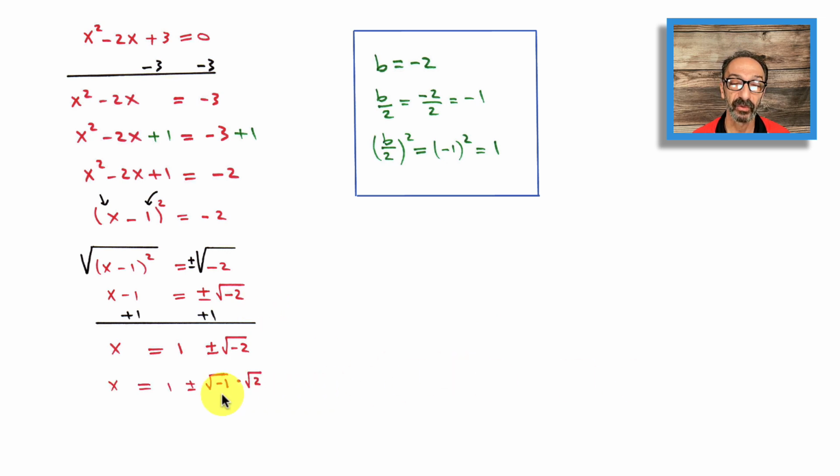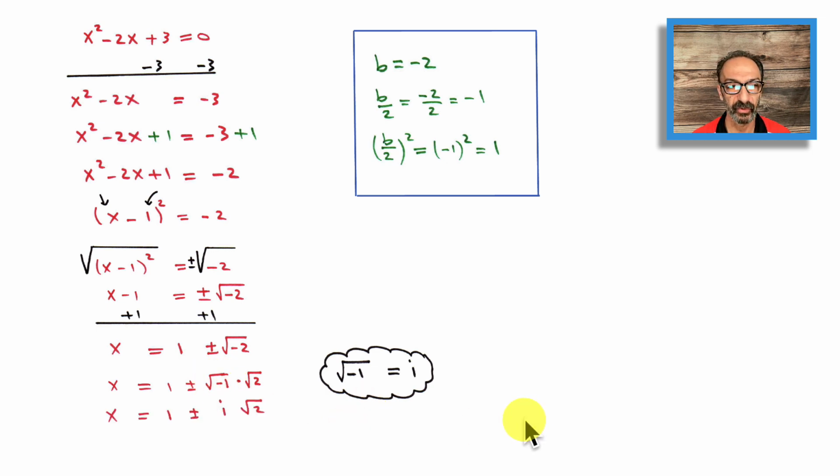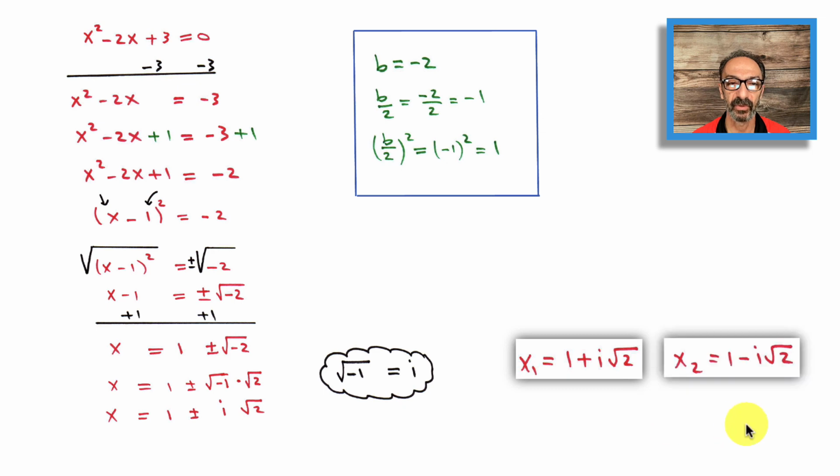Now, what is square root of negative 1? It's an imaginary number. There's no such thing as a number you multiply by itself and you get negative 1. And that is i. So, replacing square root of negative 1 with i, I do have 1 plus minus i square root of 2. Two options. Once we take the plus and once we take the minus, and that should do it.